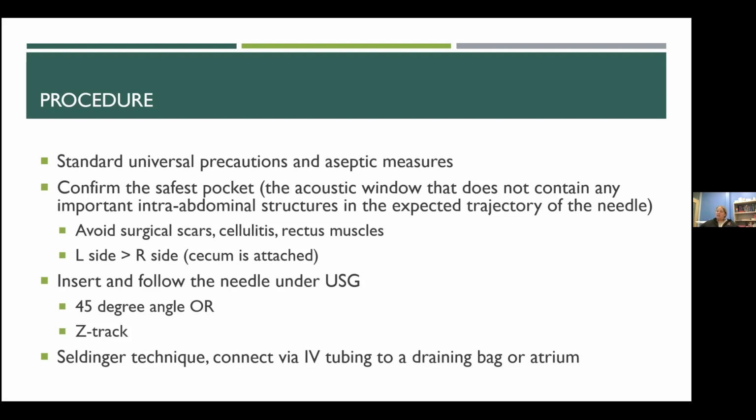If you're going to place a drain, you go through the Seldinger technique in the same fashion, using a wire, taking out the wire and then placing your drain, and then connecting that via IV tubing, usually to a drainage bag of some sort, or a drainage atrium similar to a chest tube setup, something that will hold the volume.